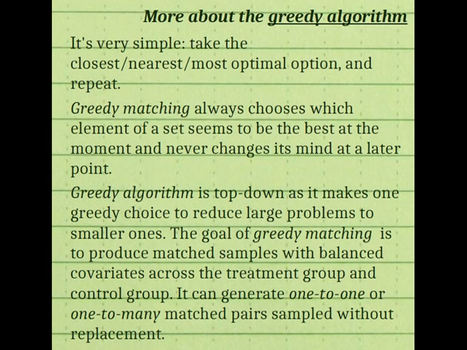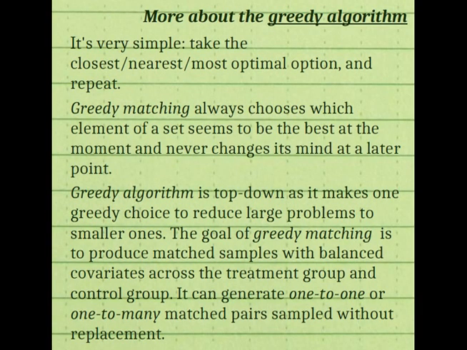Basically, the greedy algorithm is very simple. Take the closest, nearest, most optimal option and repeat. It always chooses which element of a set seems to be the best at the moment, and it never changes its mind at a later point. Greedy algorithm is top-down, as it makes one greedy choice to reduce large problems to smaller ones. The goal of greedy matching is to produce matched samples with balanced covariates across the treatment group and control group. It can generate one-to-one or one-to-many matched pairs sampled with replacement.